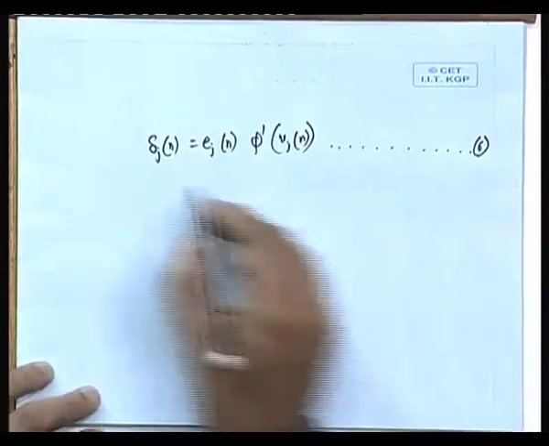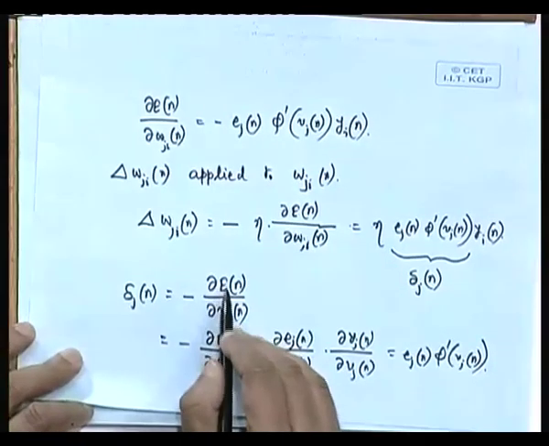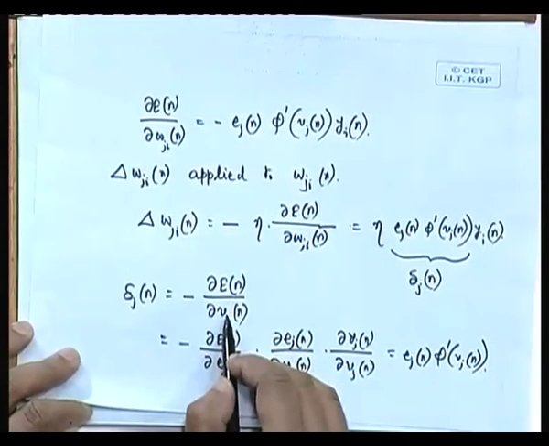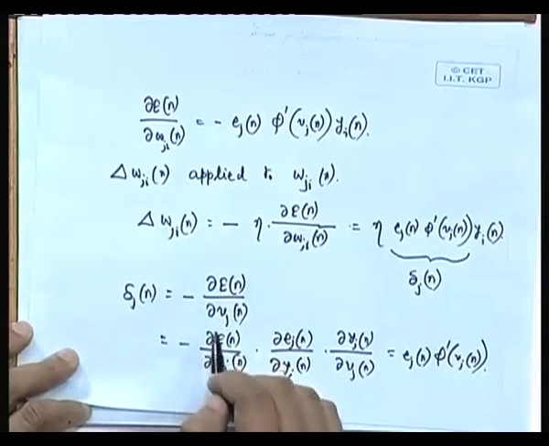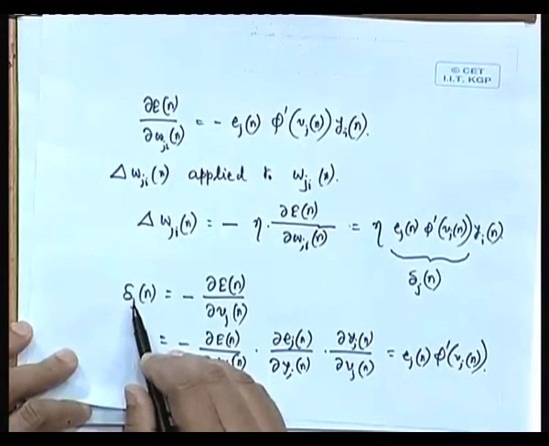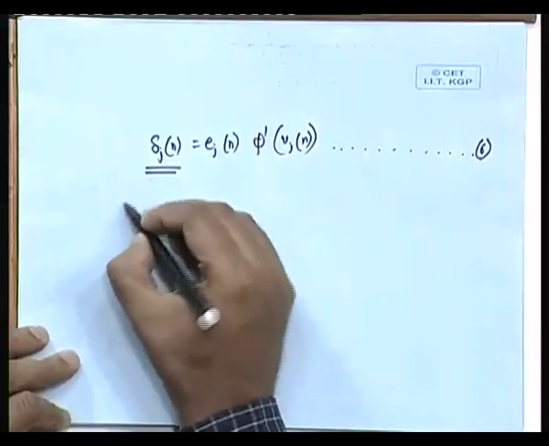Okay. So what is the significance of this delta j term? What is the physical significance of this delta j term? This delta j term is nothing but the derivative of the error with respect to v_j, that is to say its own induced field. v_j is its own induced field, and this is nothing but the gradient with respect to the induced field, and this is a gradient that is very much local to that of j. So we are going to call this term, that is delta j, the local gradient.